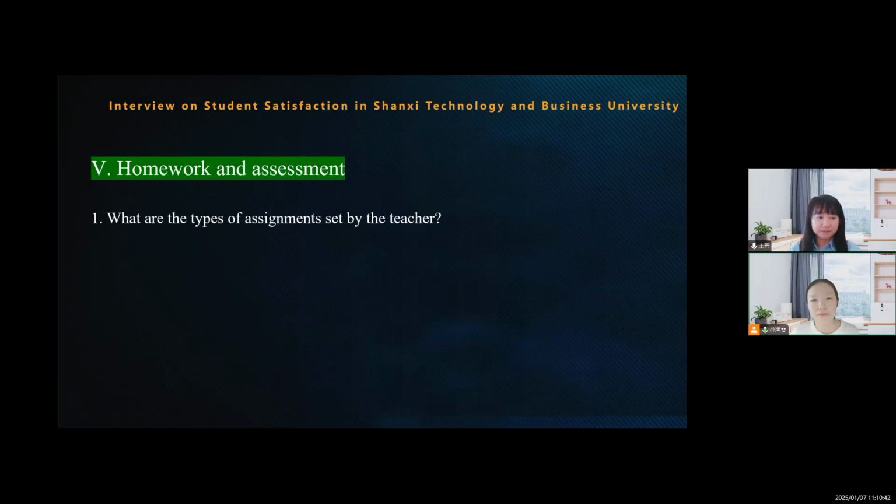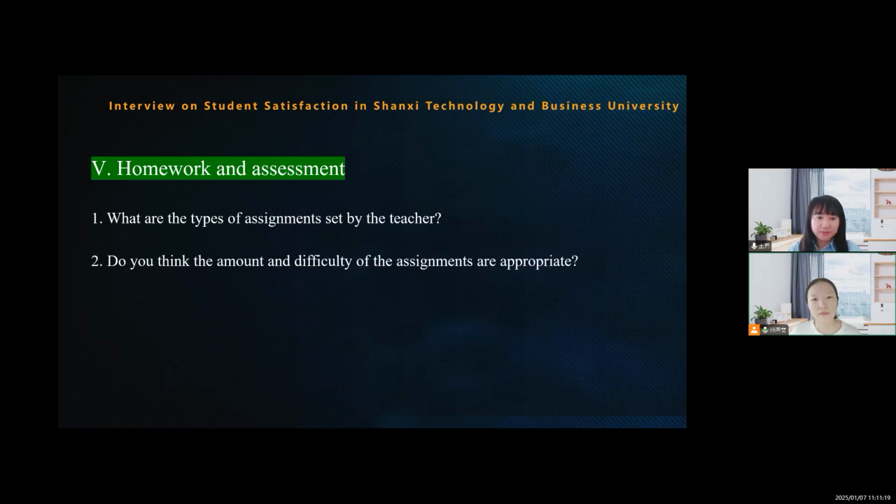Group business project planning usually requires us to develop a detailed project planning plan for a certain business problem or opportunity, which exercises our teamwork, innovative thinking, and practical operation ability. Market research homework allows us to design questionnaires, collect data, and analyze market conditions ourselves, which improves our practical ability and sensitivity to the market.